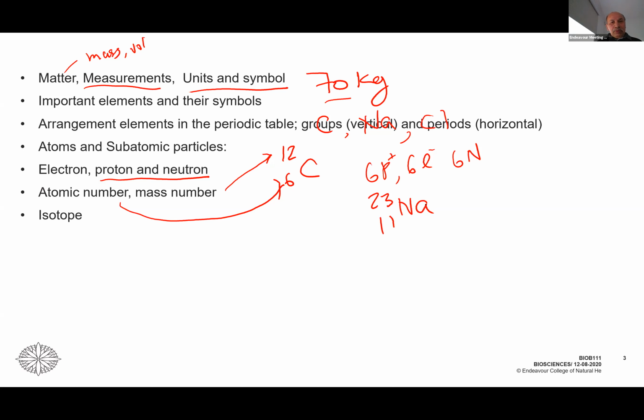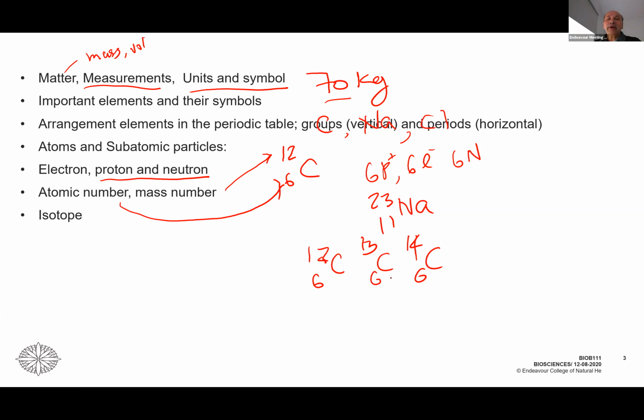All right, isotope. Now, isotopes have the same atomic number, but different mass number, because of the difference in the number of neutrons. For example, C12, C13, and C14. They all have the same atomic number. See? Only the mass number is different, right?